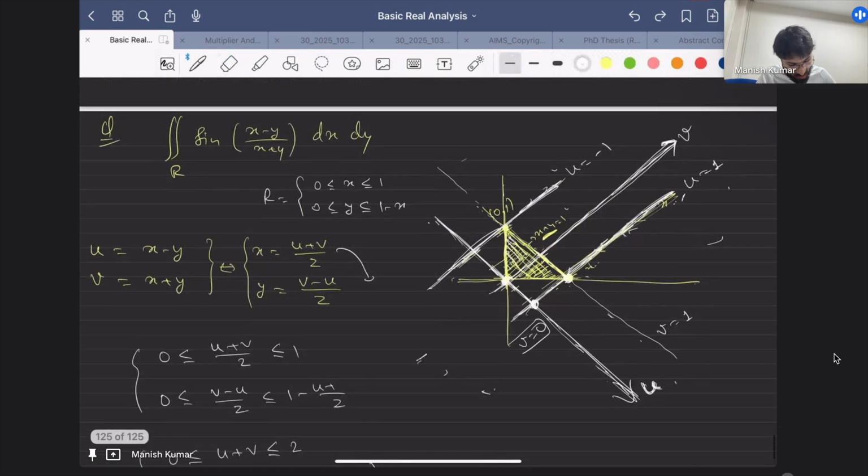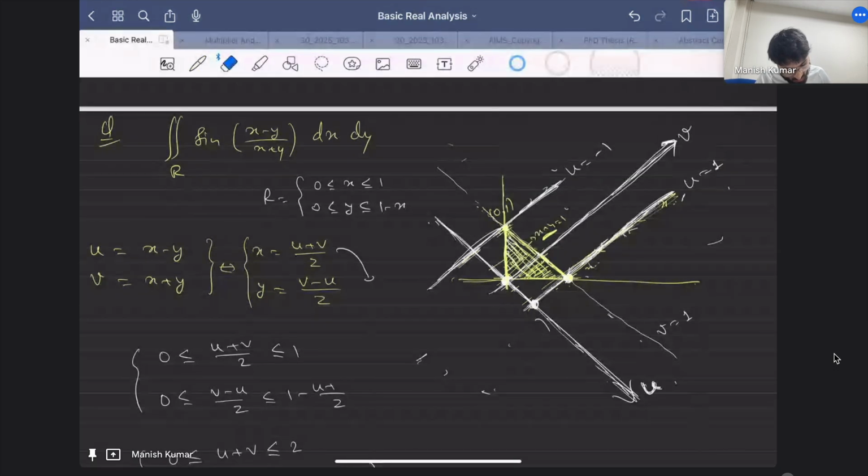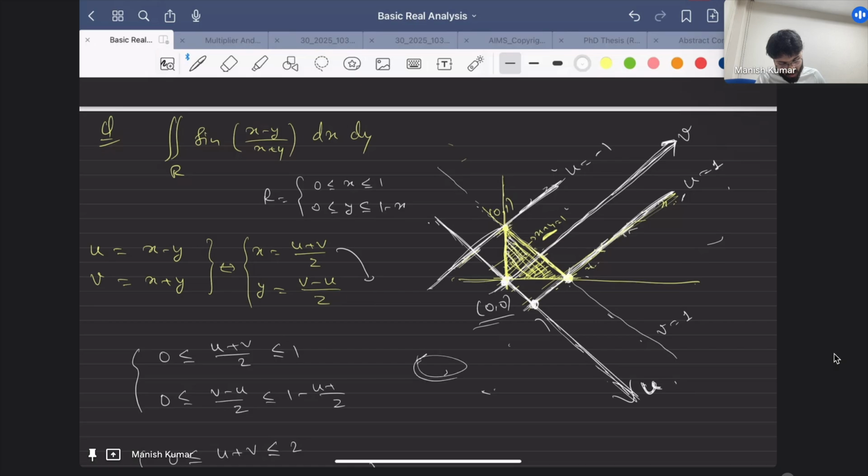Okay, so now you can think of this: origin remains the same. This is the mistake I was making. So origin would remain the same because x equal to 0 will give me u plus v equals 0, and y equals 0 gives me u minus v, or v minus u, equals 0, right? So if you solve this, you will get u equals v equals 0. So origin is not going to change. So this will still be this, okay?